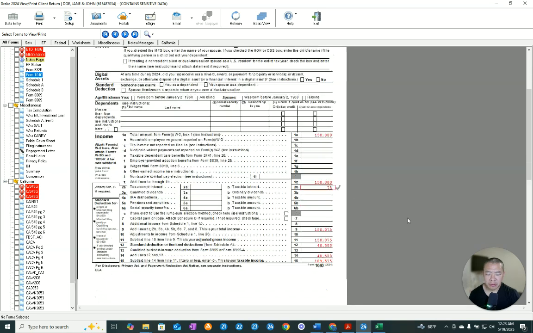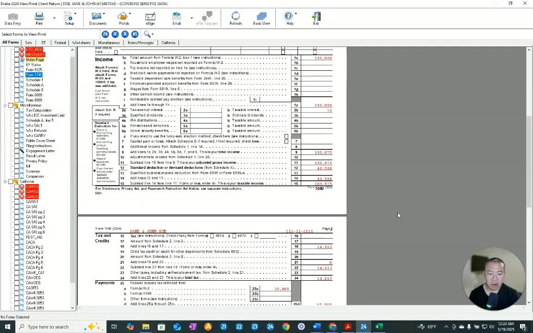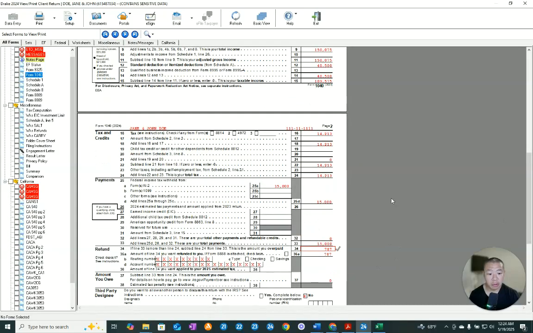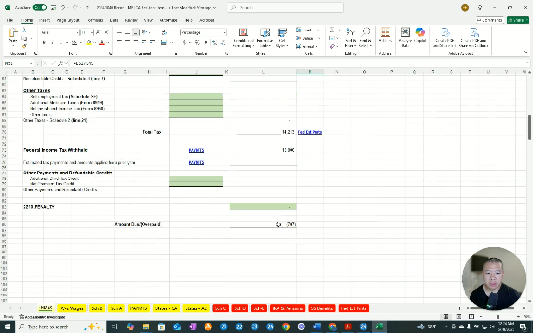$150,000, $75 in interest income. There's the $40,500 of itemized deductions versus the standard deduction. 109,575. Taxes are lower because of the additional itemized deduction amounts. 14,213. We assume they withheld $15,000, so there's an overpayment of $787. So let's check. 14,213. Average tax rate 13%. Refund of $787.